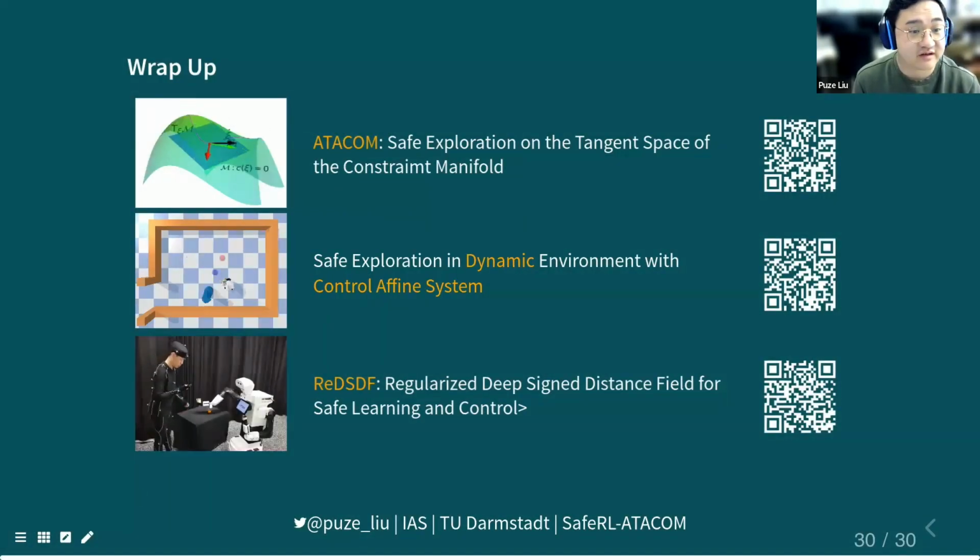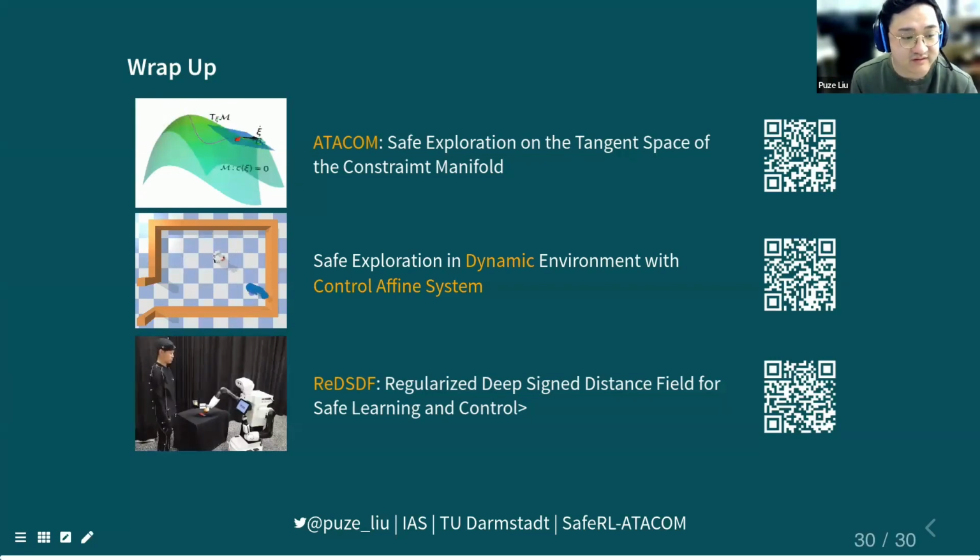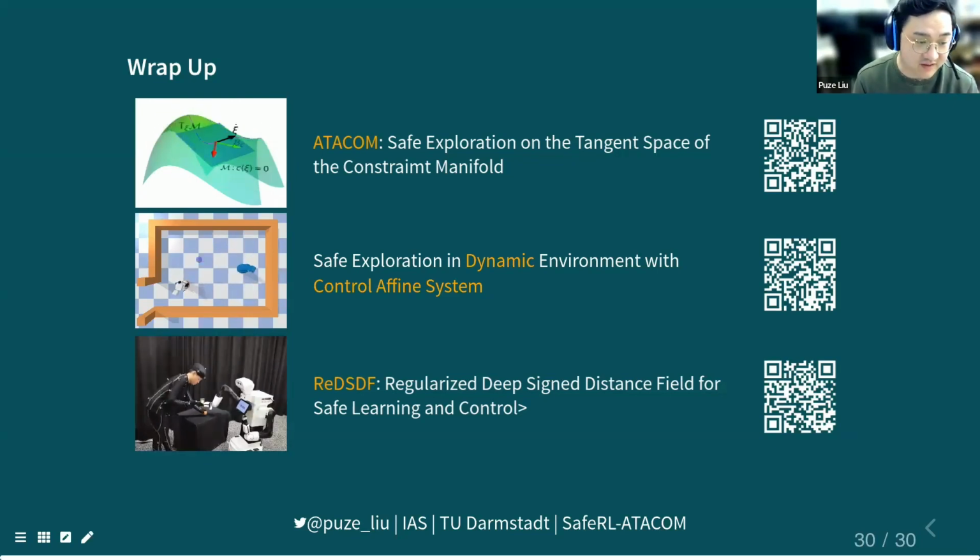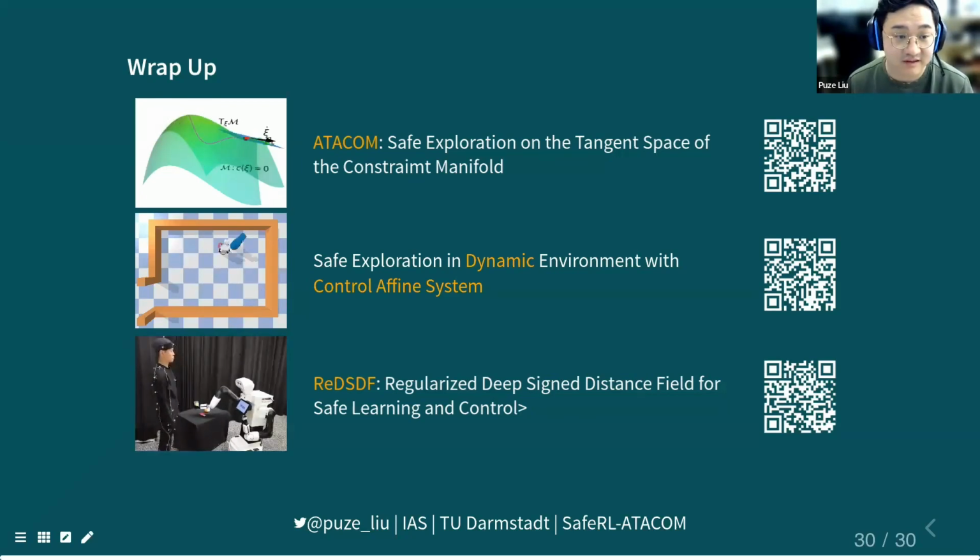Okay, as a wrap-up of the talk, I have introduced 3 approaches. The first one is ATACOM, which ensures safe exploration of the tangent space of the constraint manifold. We have also extended the method to dynamic environments, and also consider the robot dynamics with a control system. To tackle complex problems, we have also developed distance fields that allow you to do safe exploration by constructing complex constraints. Okay, that will be the talk for me today, and happy to take any questions.